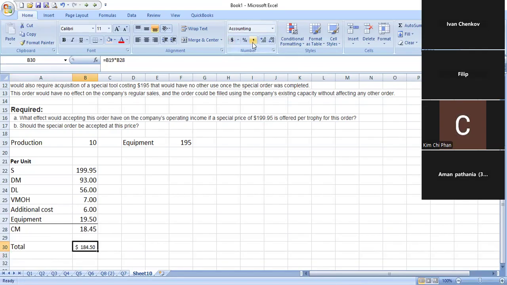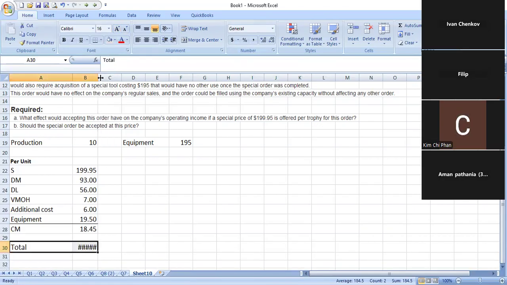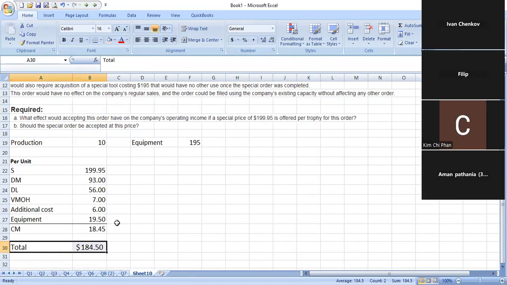Yes, yeah, of course. How much are we going to make total? Not much, but hey, still enough. 185,184.50 we're going to make. That will be the income that this order is going to contribute to our company. Make sense?